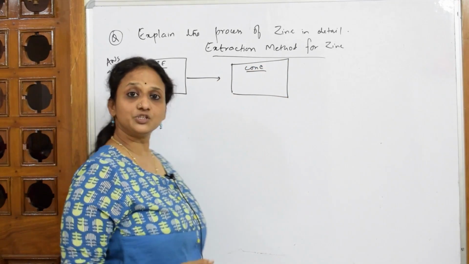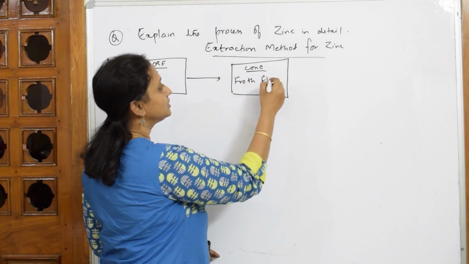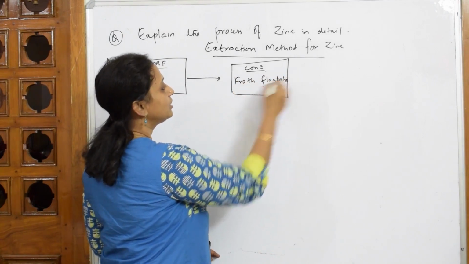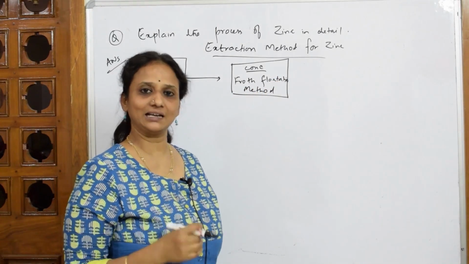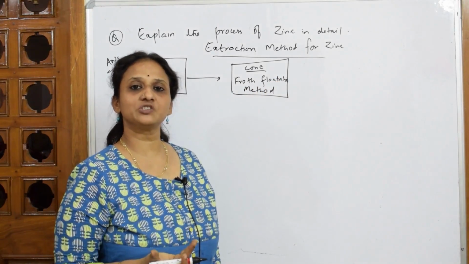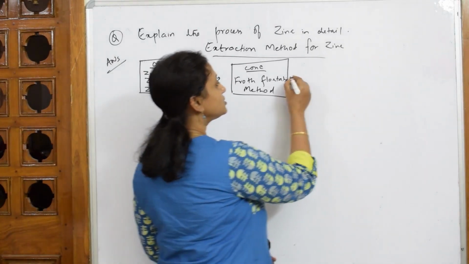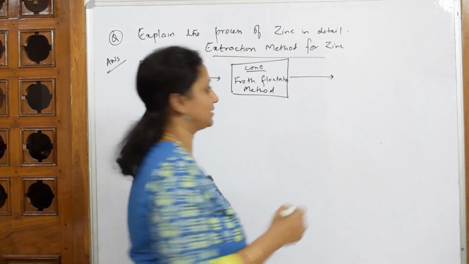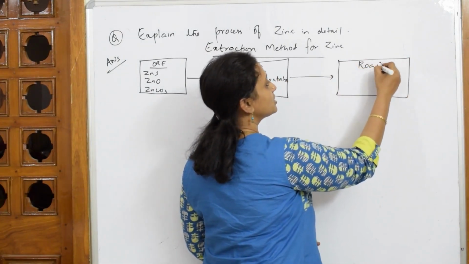So what is the method which you have done? We have learned a method called froth flotation. You're going to write a few points about froth flotation, about the frothing agents, collecting agents, and the principle of froth flotation. Just put it in 5 or 6 points here. Now after concentration, you're going to take it for roasting. This is one more method where you're going to roast the ore. So what is the roasting process?